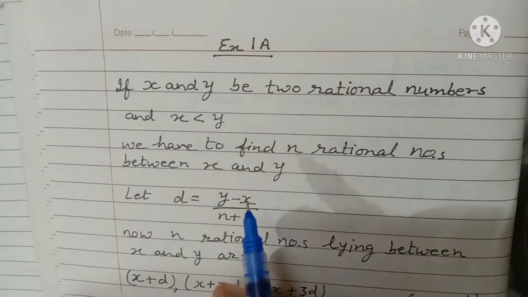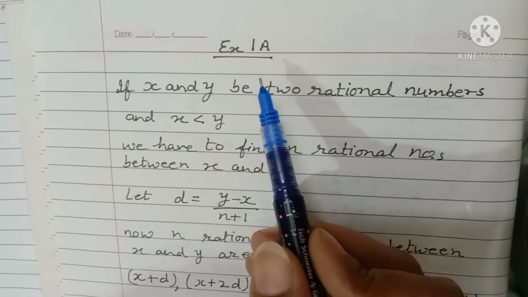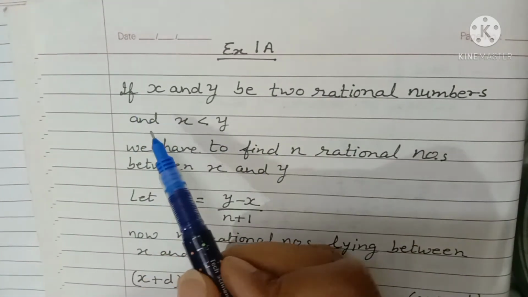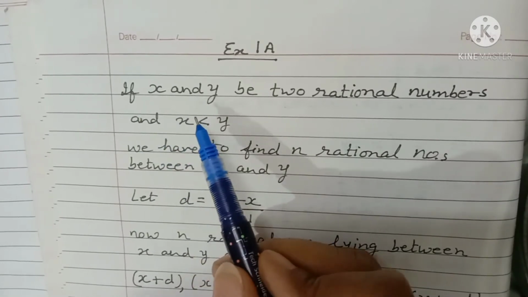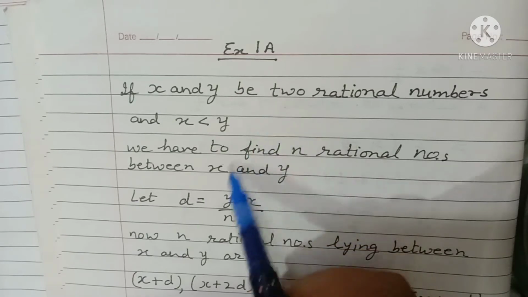Students, in this video we will discuss the remaining part of Exercise 1A: question number 5, question number 6 and question number 7. In questions 5, 6 and 7, we have to find more rational numbers. So what method will we use here?